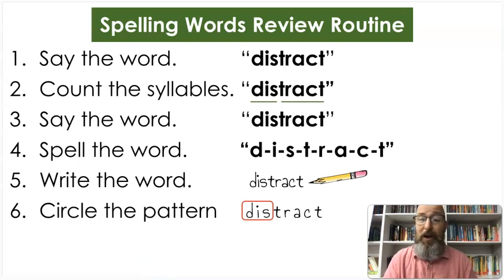We are still going to follow our same routine that we always do. We're going to say the word. We're going to count the syllables. We'll say the word again. We're going to spell the word. Of course, we smash it in our class. And then we're going to write the word, and then we're going to circle the pattern. On this one, it would not be dis. It would actually be tract, because tract is our suffix, our root. So, with that, let's get started.